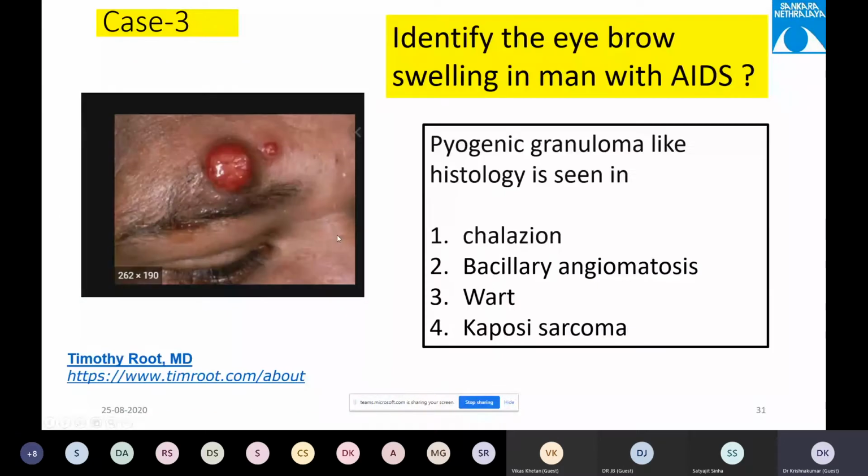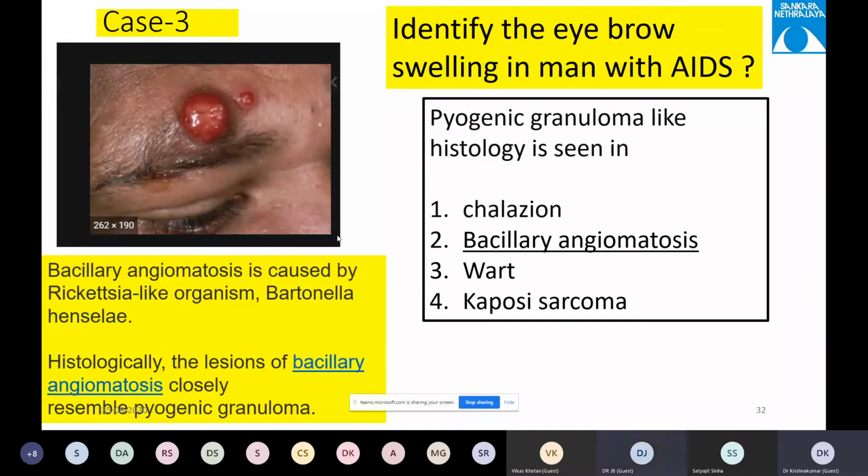Okay, now this is something you must know because this can be seen. What do you think this is? A man with HIV infection has these pyogenic granuloma like lesions in the eyebrow. Is it chalazion, Kaposi sarcoma, or bacillary angiomatosis? The answer is bacillary angiomatosis. Kaposi sarcoma we don't see in India, but bacillary angiomatosis is an infection caused by Bartonella henselae. It mimics pyogenic granuloma. Why you must know this?